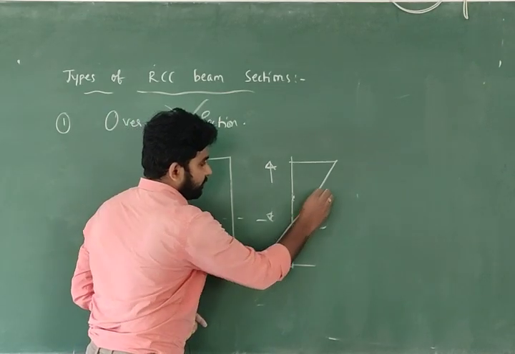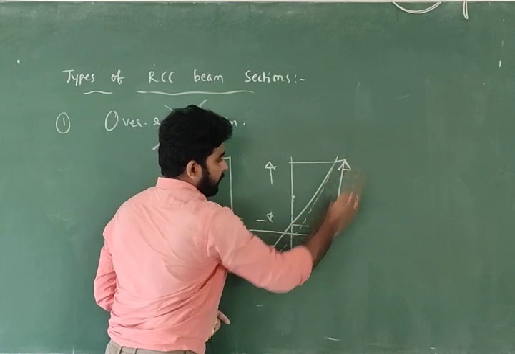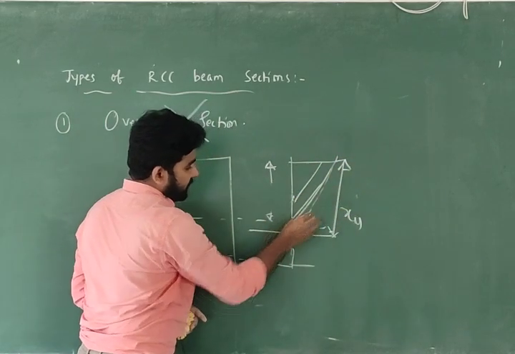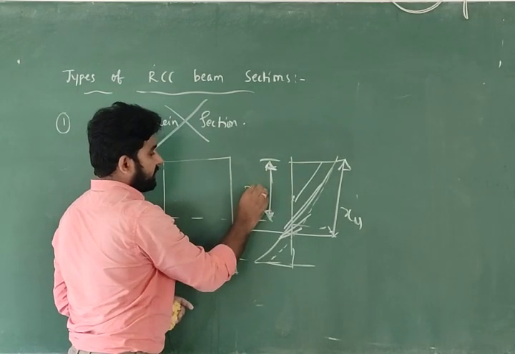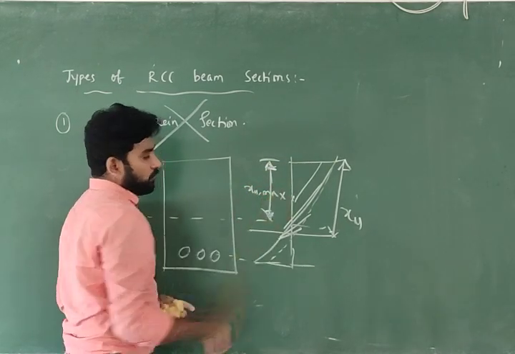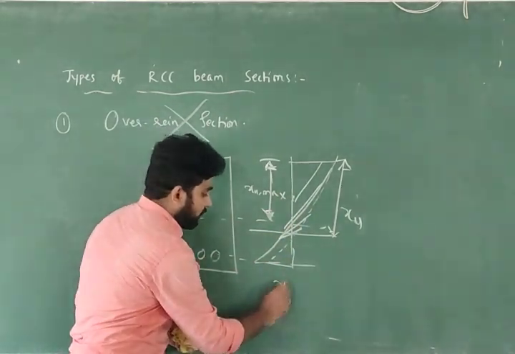What happens? This is your XU, because concrete is under stress more, but your maximum depth of neutral axis is this one. So what happens? Your XU is more than XU maximum. This is not correct.